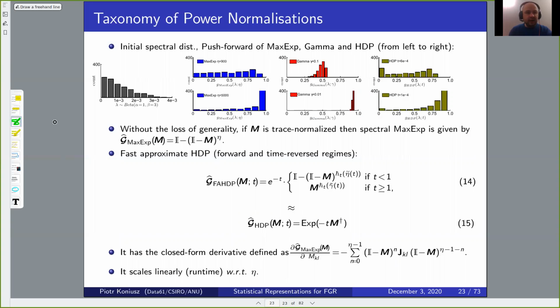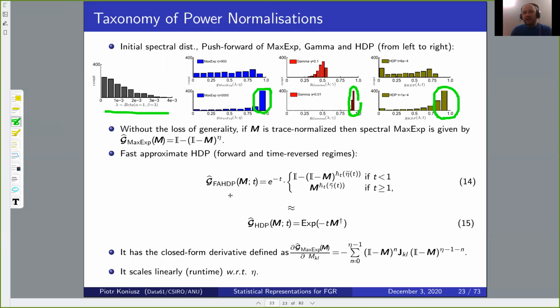To illustrate that further, assume that we have some distribution of spectrum. It follows beta distribution over here. Now, if we pass it through our max_exp operator for sufficiently large eta, most of eigenvalues will concentrate around 1. Now, the same can be observed for gamma, for sufficiently small gamma. And in fact, the same can be observed for heat diffusion process for correctly chosen T. So as you see, most of eigenvalues will concentrate around 1.